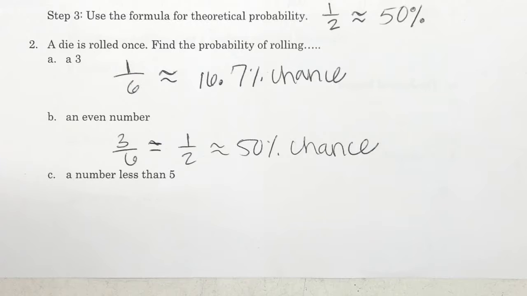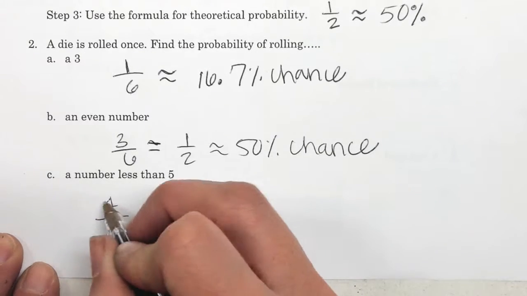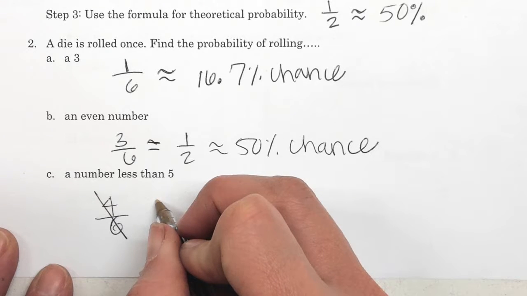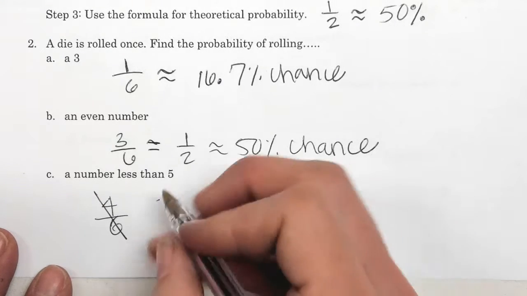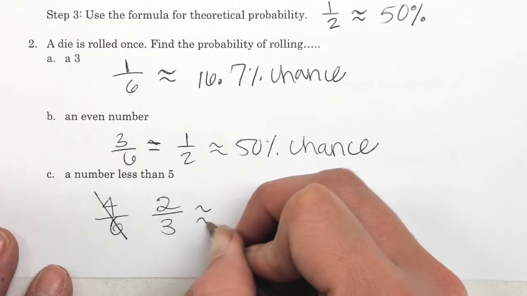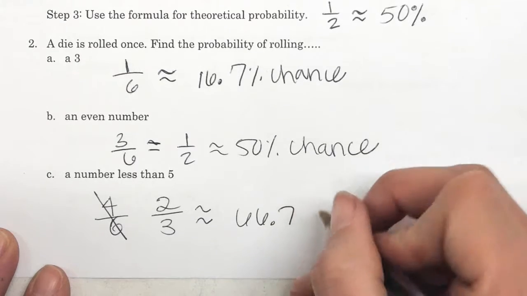Any questions about that? All right, what about a number less than 5? How many are there? 4, right? 1, 2, 3, 4. Out of how many? 6. Go ahead and tell me what that fraction would be in simplest terms. 2/3. That's what I'm looking for, the simplest fraction. Now tell me the percentage. 66.67. Good, let's round that to 66.7.